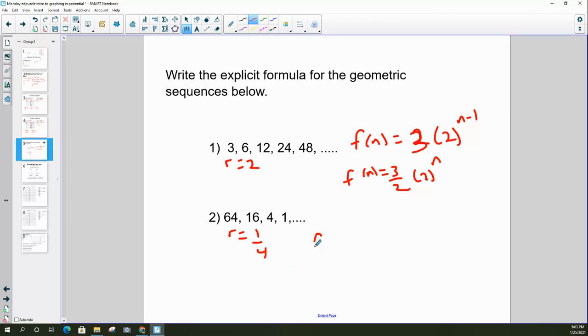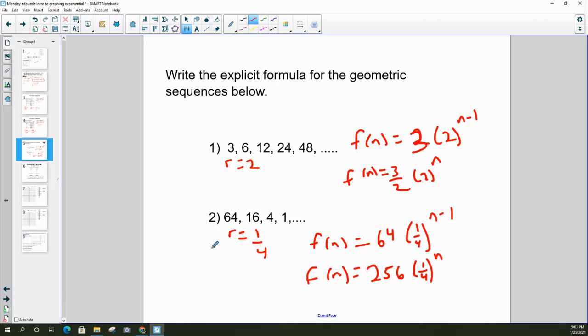So my explicit formula would be 64, f of 1, times r, 1/4, raised to the n minus 1. Or if I wanted to use the zero term, which I don't know, so I got to figure out what would come before 64. So I multiply that by 4, and that's 256. It would be 256 times 1/4 raised to the n. All right, so that's our review on geometric sequences.